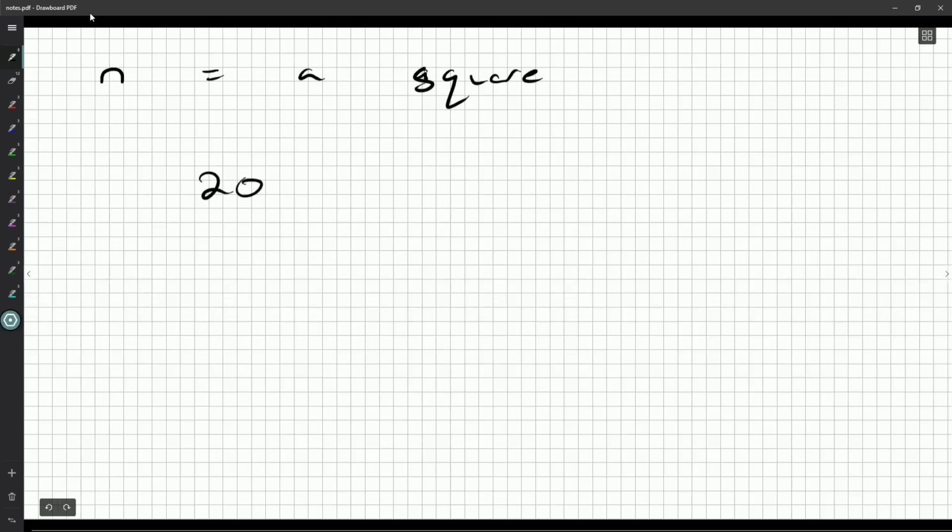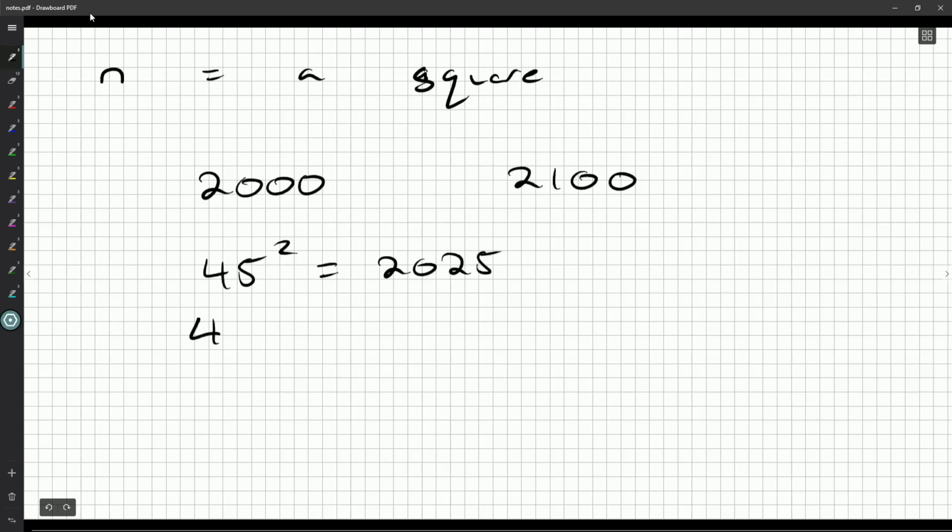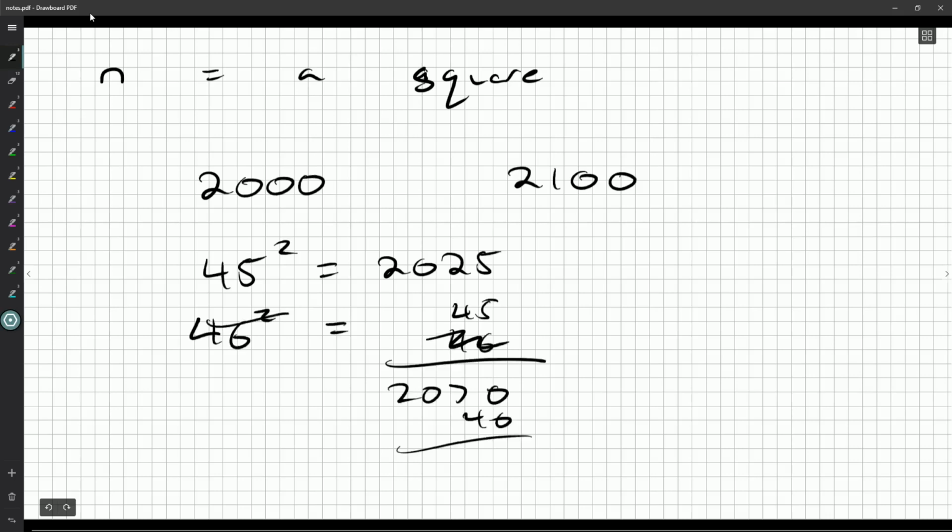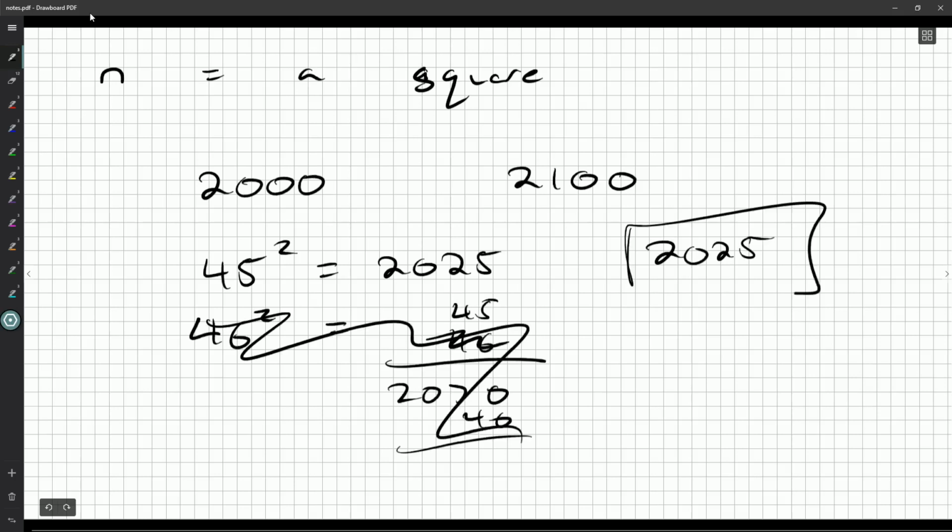So, is there a square in between 2000 and 2100? Let's see, I think 45 squared is in there, because that should be 2025, and then 46 squared. We should add on 45 and then add on 46. So if we add on 45, we'll get 2070. If we add on 46, it'll be too high. So 2025 is the only one that works. So that's the only square in that range.